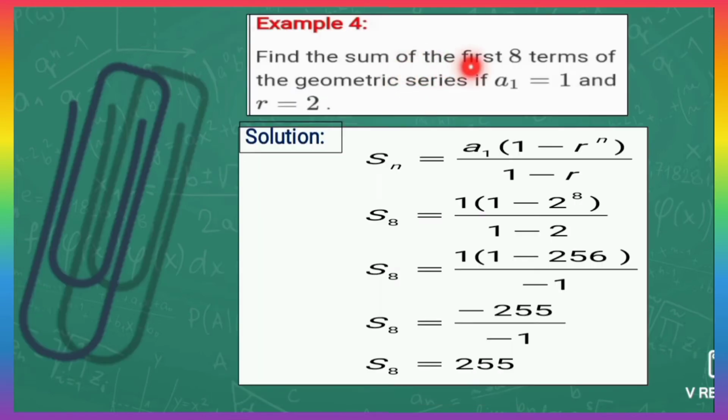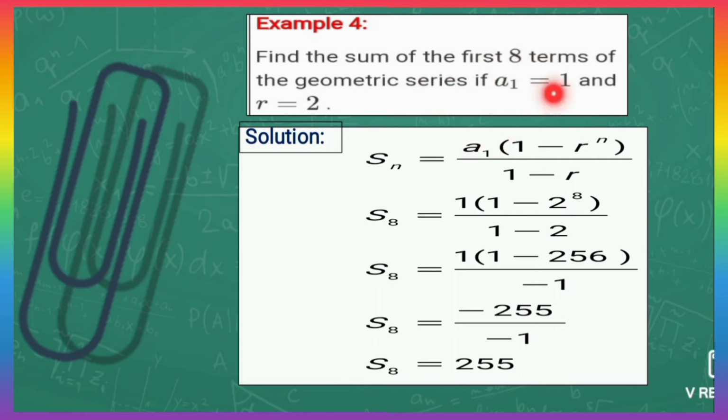Find the sum of the first 8 terms of the geometric series if the first term is 1 and the ratio is 2. So, ibig sabihin, hanapin natin yung 8 terms. I-add natin lahat ng yon. Ginamit na natin yung formula ng geometric series kasi nga from the word geometric series. Geometric series kasi hinanap natin yung total ng 8 terms na to.